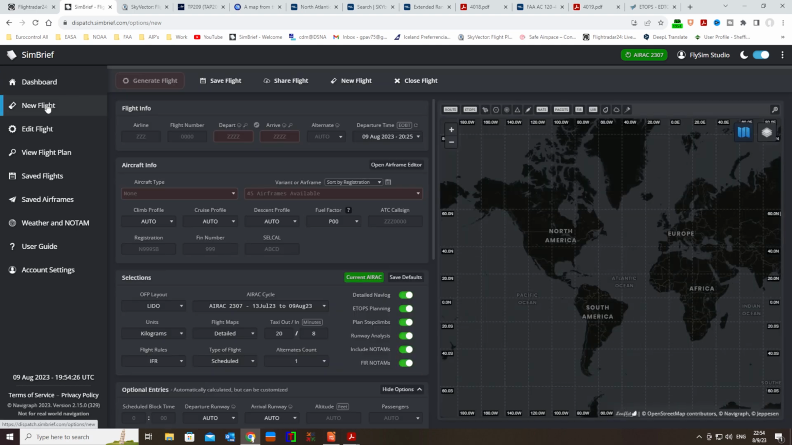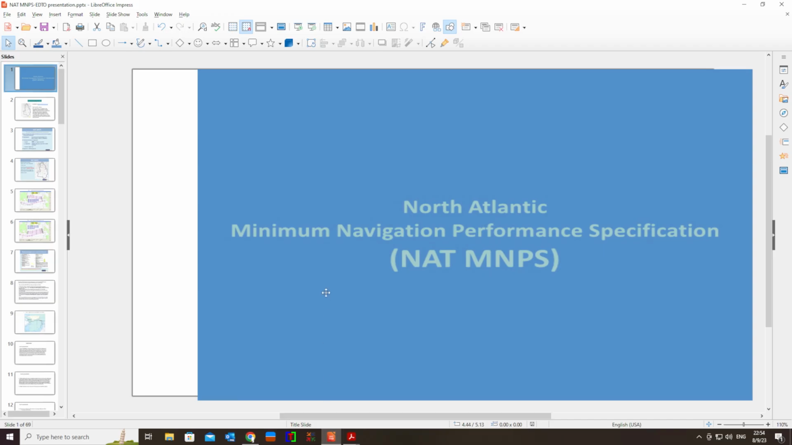New flight, together, trying to structure the flight plan. I'm going to go through also the North Atlantic minimum performance specification. I'm not gonna go through the entire presentation here. I'm only going to refer to certain topics, so that you will be aware of what is happening and what we as dispatchers are taking into consideration. Some of the things that we are taking under consideration.